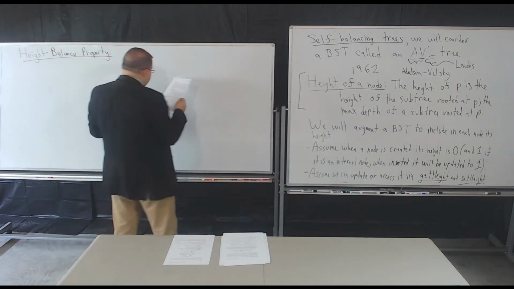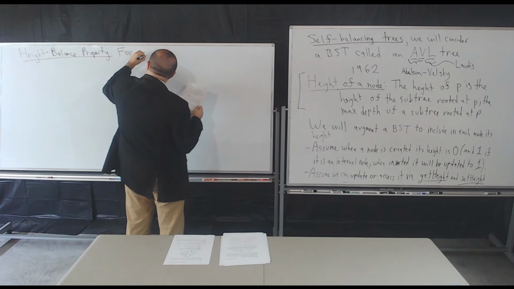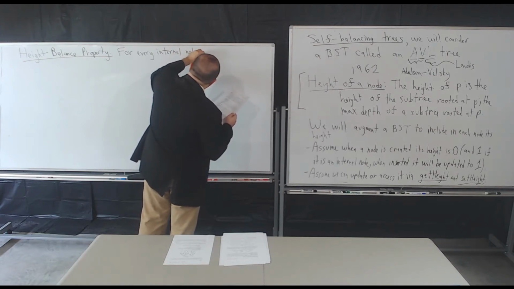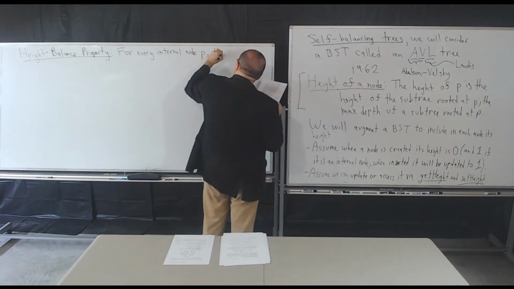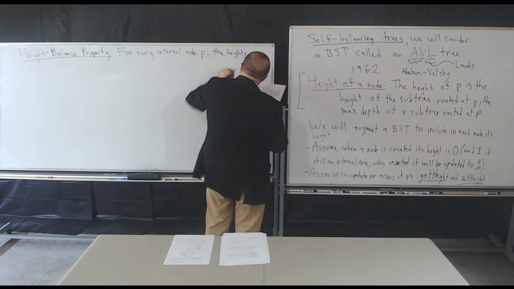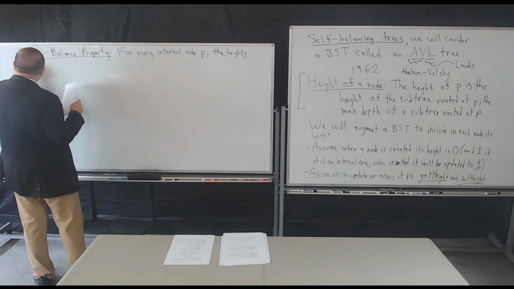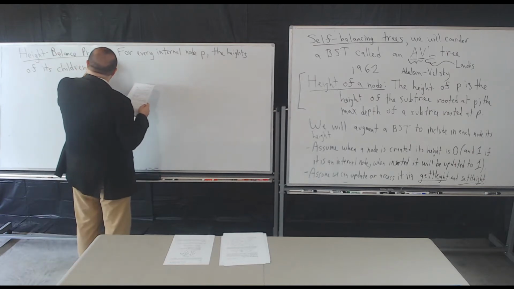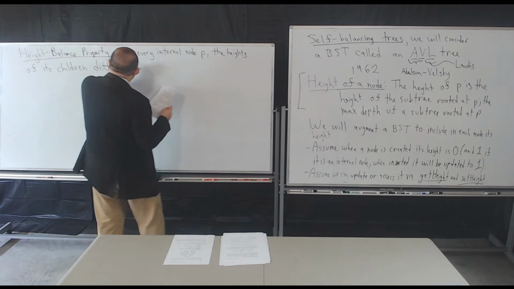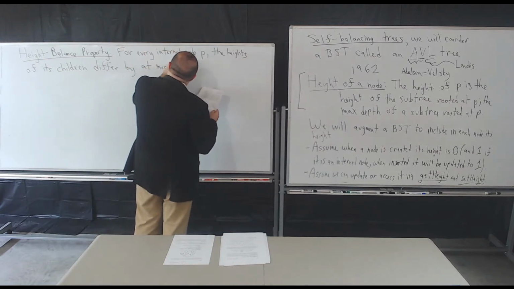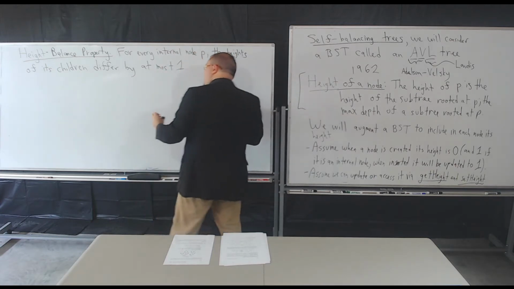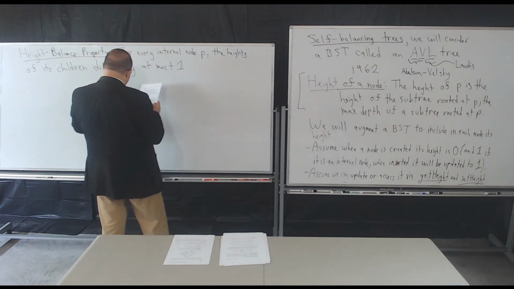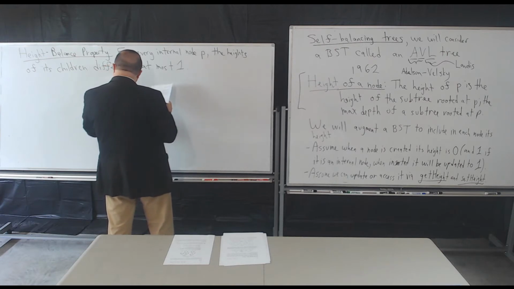So the height balance property is as follows. For every internal node P, the heights of its children differ by at most 1. So what do I mean by this? So imagine I give you some node P. So here's P. I consider the left subtree, so which would be the node rooted at its left child, and the node rooted at its right child.